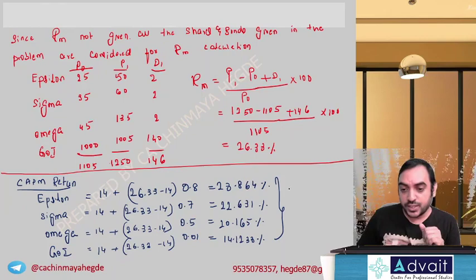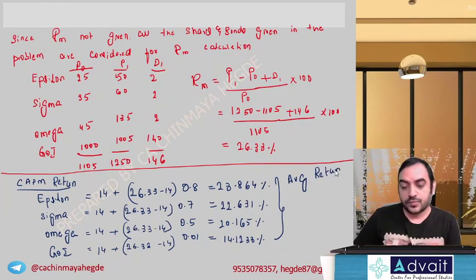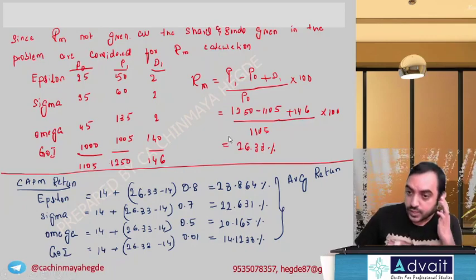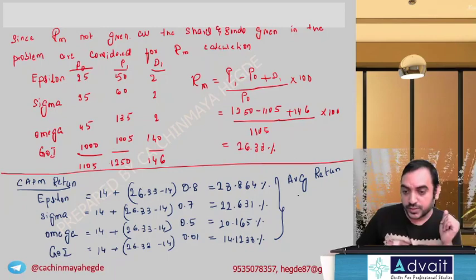Okay, so the average return, the simple average, is how much? Sir, give me one minute, I'll just verify the answer. Average return 20.2, right? I mean 20%. Yeah, 20.1, 20.2% approximately.